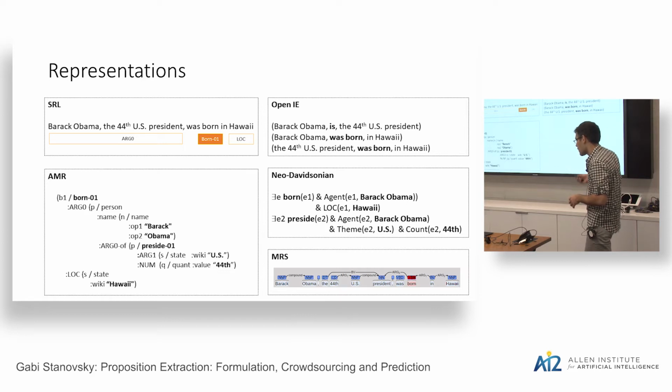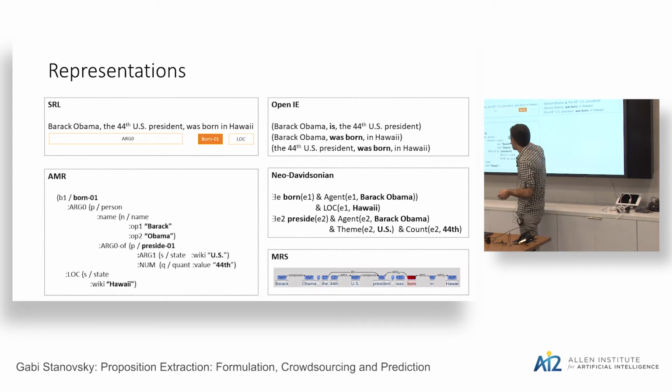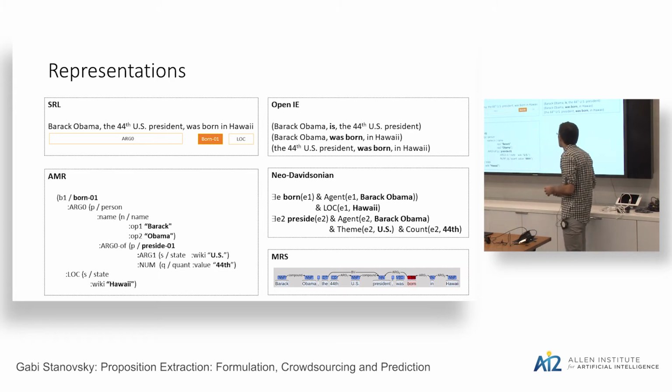AMR, or abstract meaning representation, has been very popular in recent years, and it takes kind of the SRL approach, but tries to induce a graph structure over the sentence. So you can have the born predicate, and Barack Obama in Hawaii, and Barack Obama specifically also participates in another event of presiding over some state. The neo-Davidsonian approach is a more classical approach, taking more of a functional methodology where every predicate is a function. And finally, MRS, or minimal recursion semantics, I think, is somewhat similar to AMR.